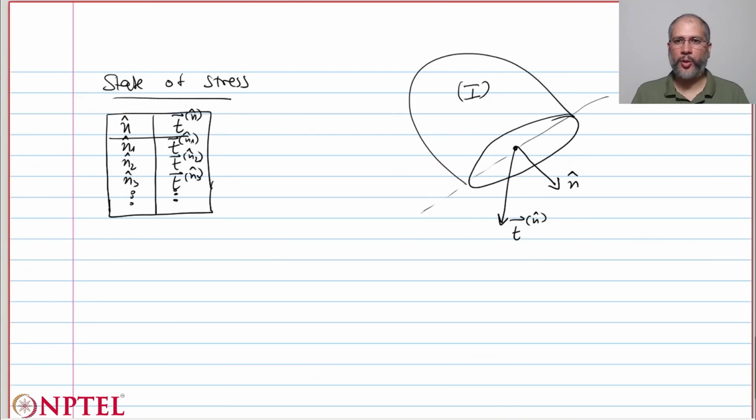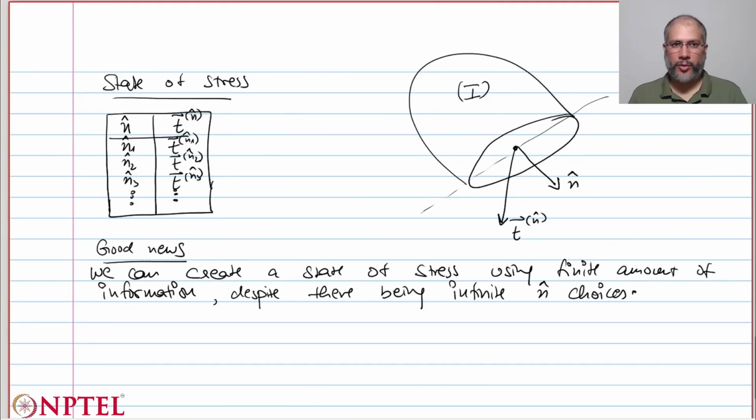So the question is how do we define a state of stress then? Do we have to perform infinite measurements in an experiment and tabulate all the infinite n hats versus the traction vectors corresponding to those n hats? And the answer is no. We have good news. The good news is that we can create a state of stress using a finite amount of information, despite the fact that there are infinite n hat choices available for us.